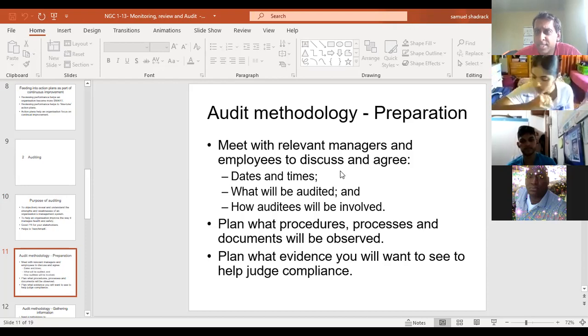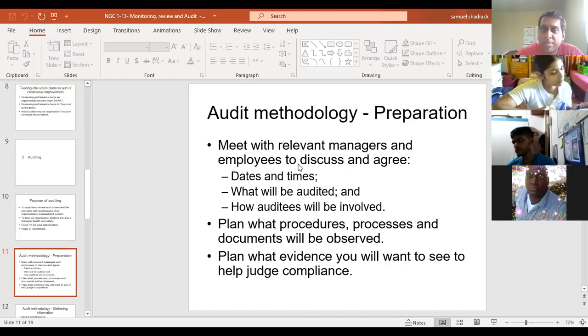By the way, an audit is very simple, right? An audit is like you're asking questions, like where is your safety policy? And you're expecting to get back an answer. So that's what an audit is. An audit is like a test for the company, right? So this is the method to carry out the audit.